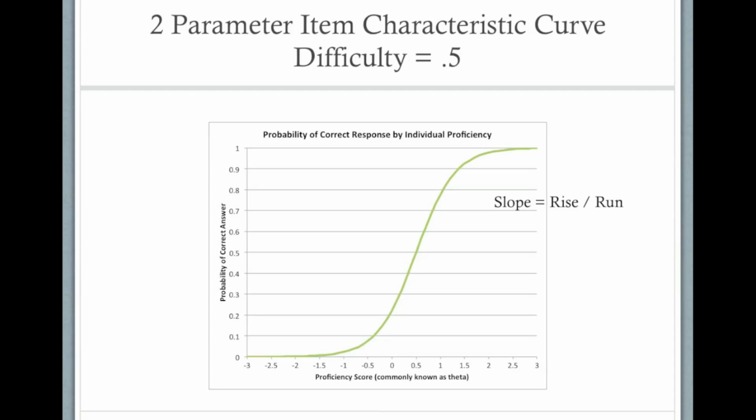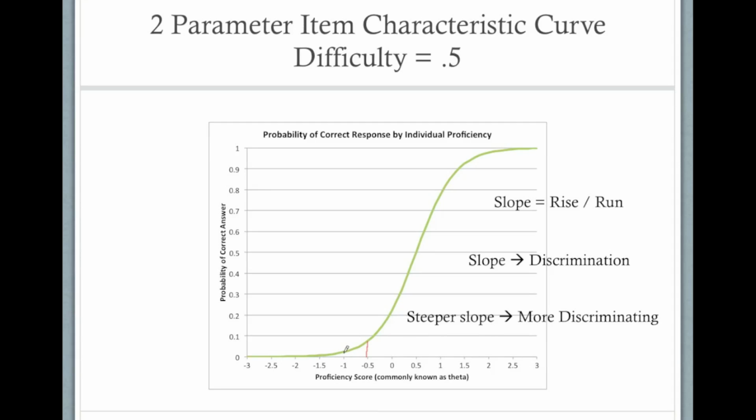As you might recall from algebra, slope equals rise over run. In this case, we're interested in slope because it tells us about discrimination, and a steeper slope means that the item is more discriminating at that proficiency level. As you can see, the curve is not equally steep at every point.